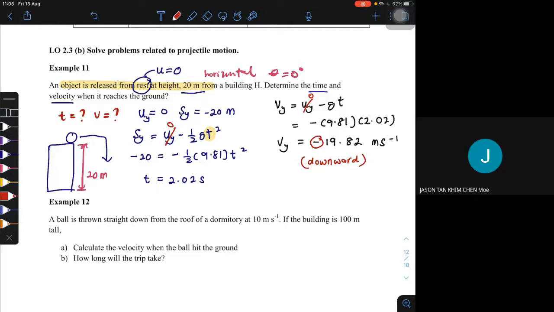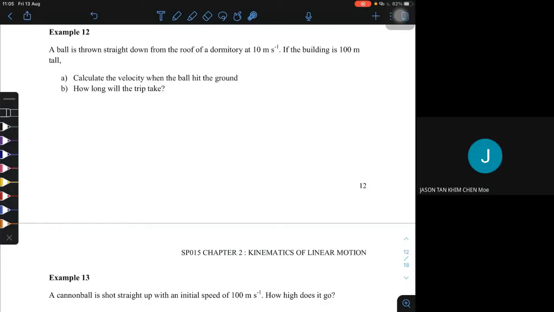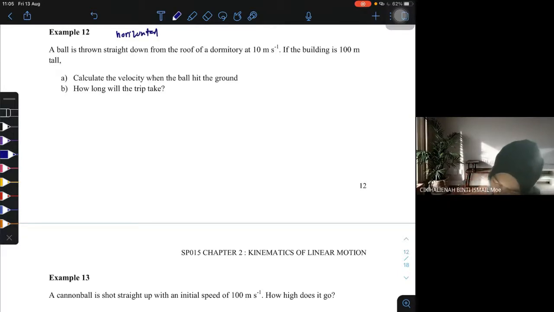Yes. Boleh. Okay, so we look at the next example, example 12. A ball is thrown straight down from the roof of a dome at 10 meter per second. If the building is 100 meter tall, calculate the velocity when the ball hit the ground and how long will the trip take. Okay, so this one, which category? Horizontal. It's still the same, which is horizontal. Because keyword dia dekat sini, it is thrown straight down and then it is from the building.